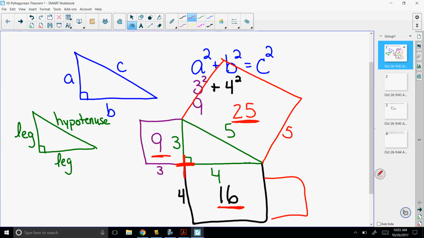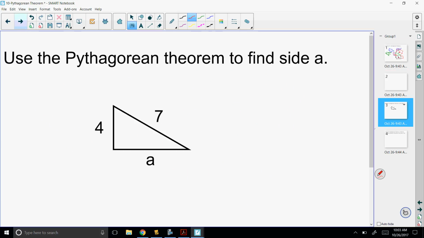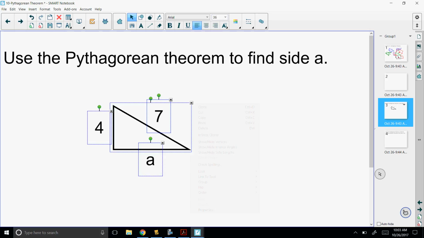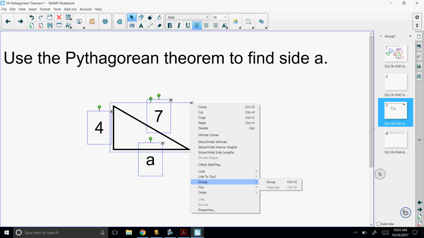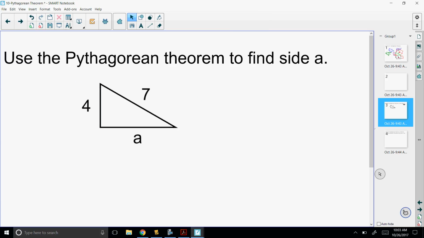You've worked with Pythagorean theorem. I know you have. Okay, so let's look at an example. If I were to look at this figure, I don't think I have these grouped together, so let me group them. Okay, they're grouped together. What if I ask you to find A? How would I set up Pythagorean theorem?